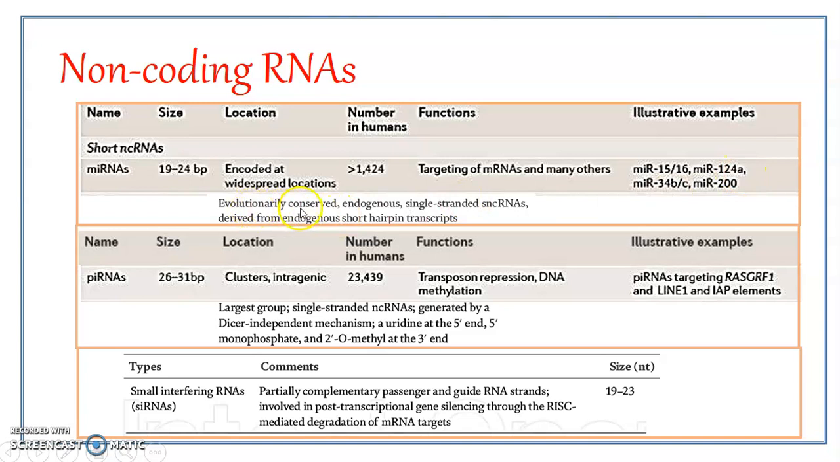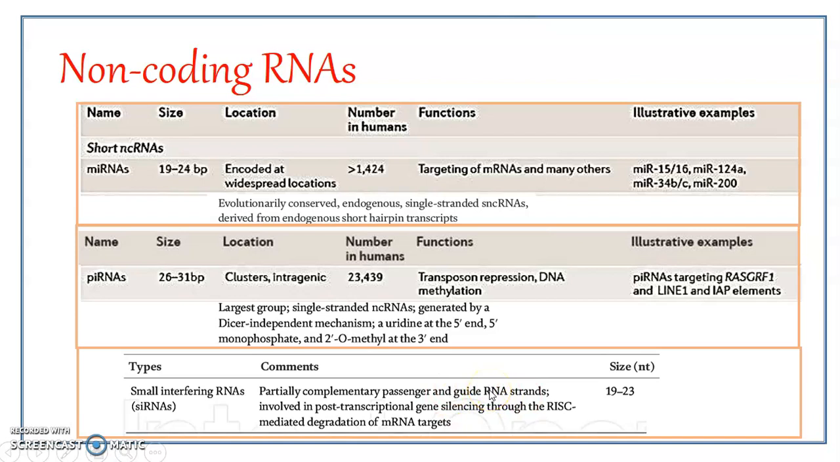They include evolutionarily conserved sequences, and they are endogenously produced single-stranded small non-coding RNAs. They are derived from endogenous short hairpin transcripts. Coming to the siRNAs, which we have already seen, they are partially complementary passenger and guide RNA strands. I hope you remember what the guide RNA strand is.